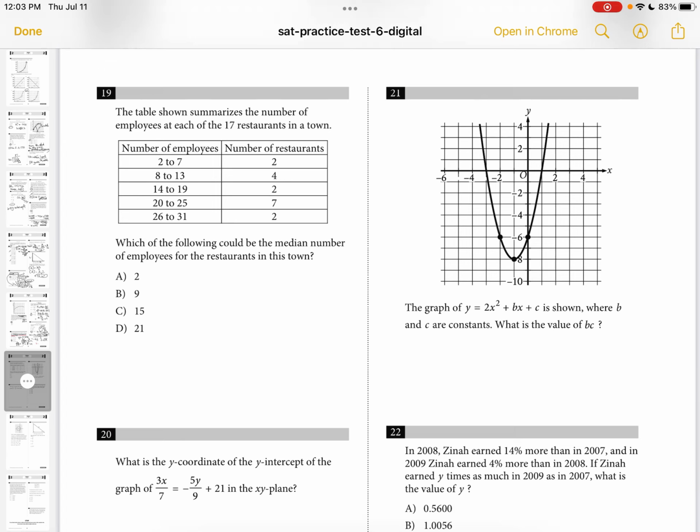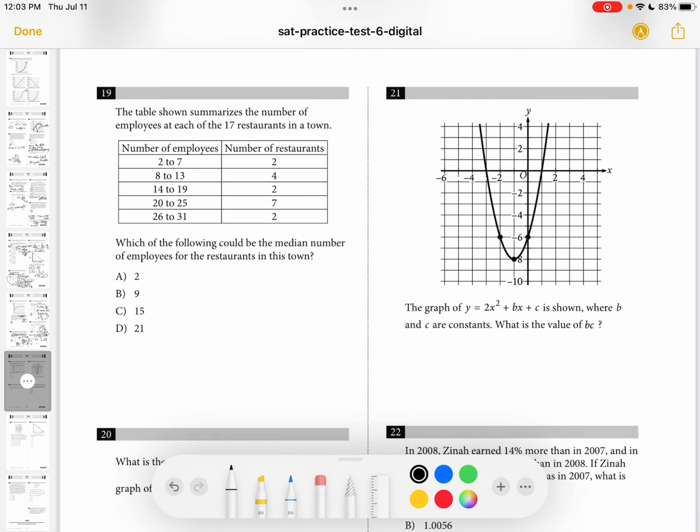Alright, number 19. The table shown summarizes the number of employees at each of the 17 restaurants in a town. Which of the following could be the median number of employees for the restaurants in this town? So how many restaurants do we have? We have 17.